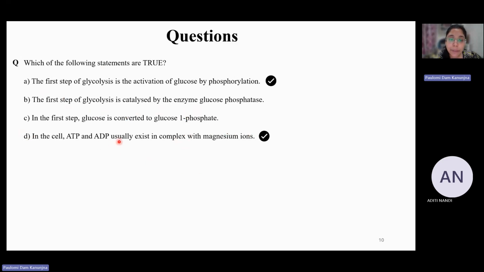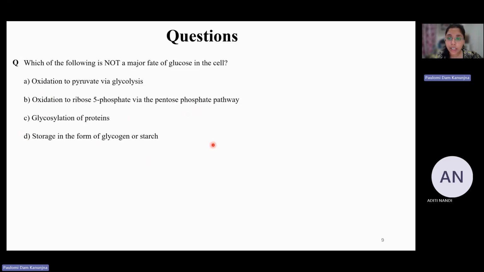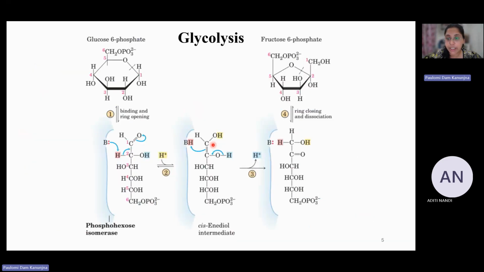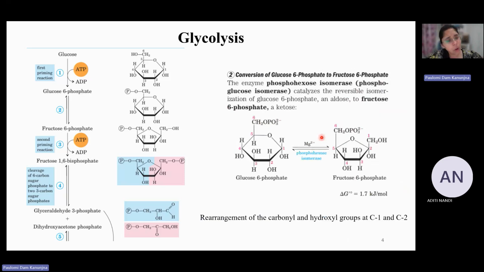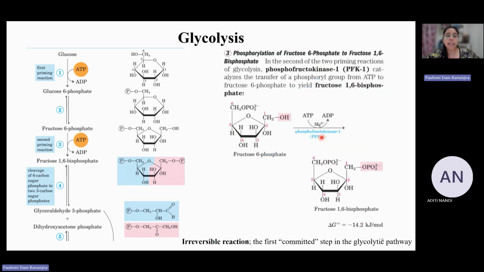And in the cell, ADP and ATP usually exist in magnesium ion. That's also correct. Let me just see. Right here. So here you will see in the first step, when you see this reaction, you will see an Mg2 plus with ATP. So it's basically trying to say that ATP, and we also did it in the previous class, that ADP and ATP in cell is usually found to be complexed with magnesium. So that's the correct answer.